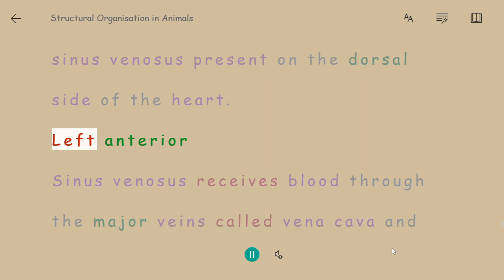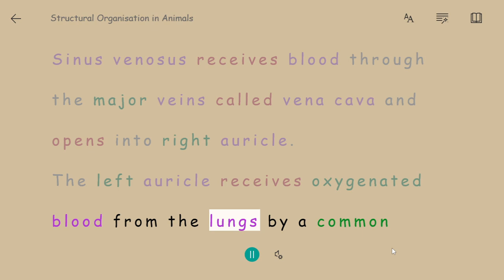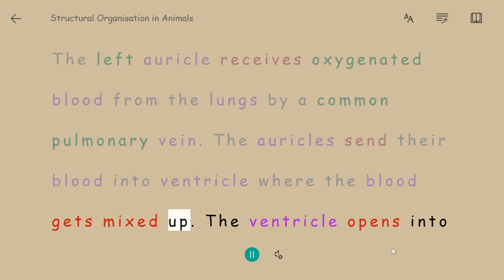Sinus venosus receives blood through the major veins called vena cava and opens into right auricle. The left auricle receives oxygenated blood from the lungs by a common pulmonary vein. The auricles send their blood into ventricle where the blood gets mixed up. The ventricle opens into a sac-like conus arteriosus on the ventral side of the heart.